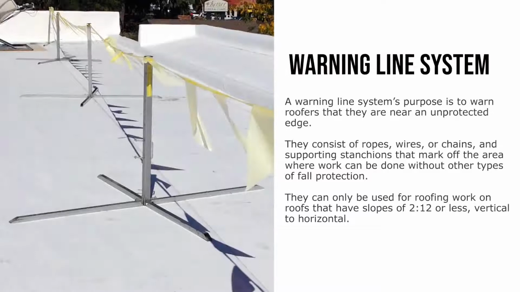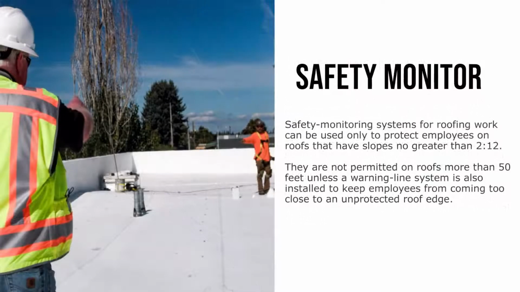A warning line system's purpose is to warn roofers that they are near an unprotected edge. They consist of ropes, wires, or chains, and supporting stanchions that mark off the area where work can be done without other types of fall protection. They can only be used for roofing work on roofs that have slopes of 2:12 or less, vertical to horizontal. Safety monitoring systems for roofing work can be used only to protect employees on roofs that have slopes no greater than 2:12. They are not permitted on roofs more than 50 feet unless a warning line system is also installed to keep employees from coming too close to an unprotected roof edge.